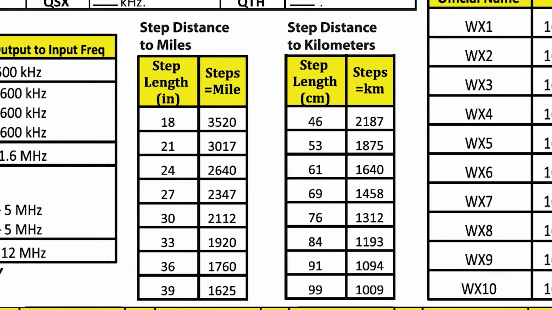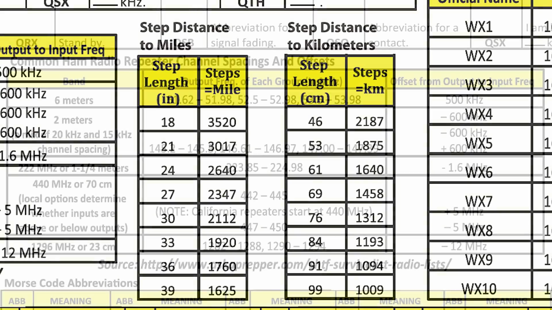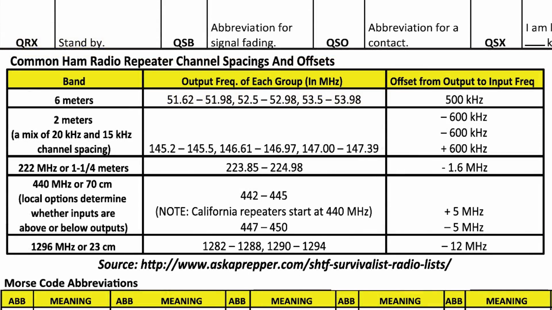And then I have an additional set of tables for step distance to miles and kilometers based off of your step length. So if you have a shorter step length, it's going to take more steps to reach that mile. If you have a longer one, it's going to be less steps. And it does it in both imperial and metric. I also have several tables here related to comm.